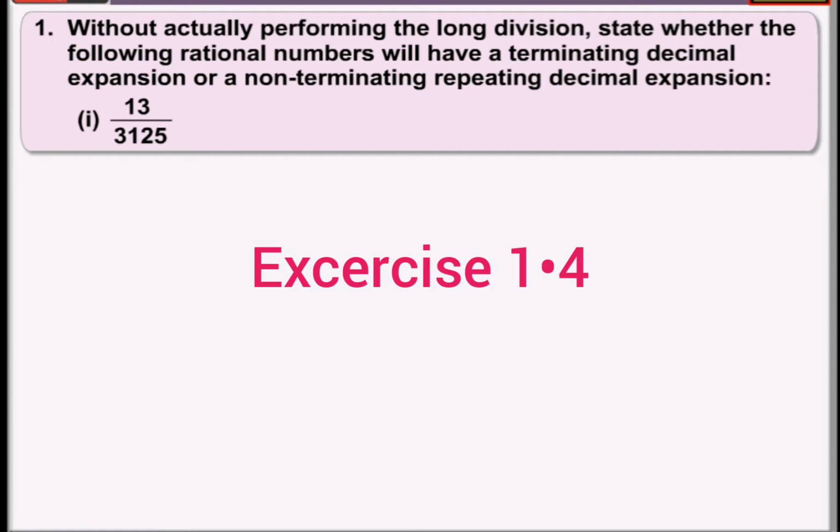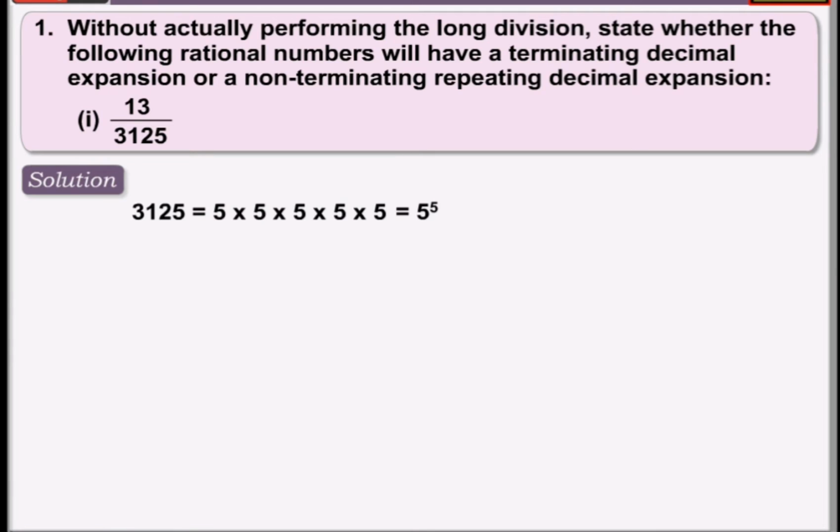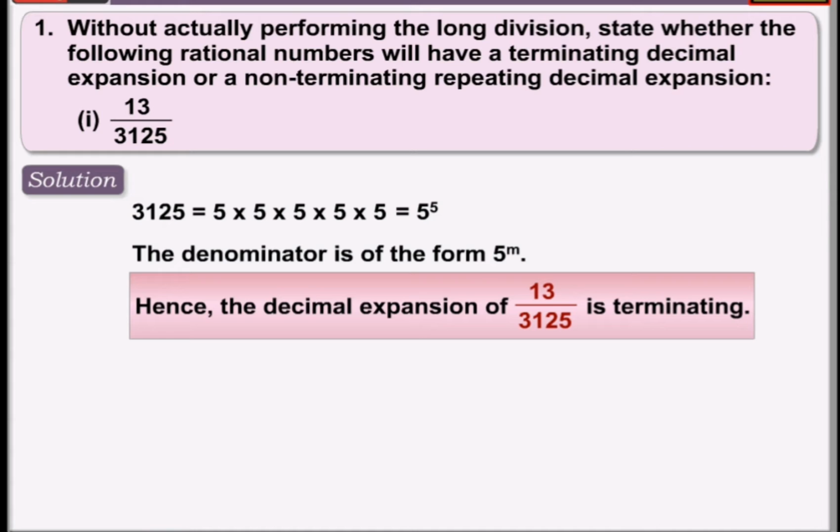Exercise 1.4. Without actually performing the long division, state whether the following rational number will have terminating decimal expansion or a non-terminating repeating decimal expansion. Number 1. 13 upon 3125. Answer. Well, 3125 is equal to 5 raised to power 5. The denominator is in the form of 5 raised to power m. Hence, the decimal expansion of 13 upon 3125 is terminating.